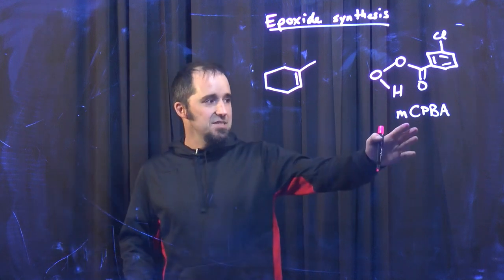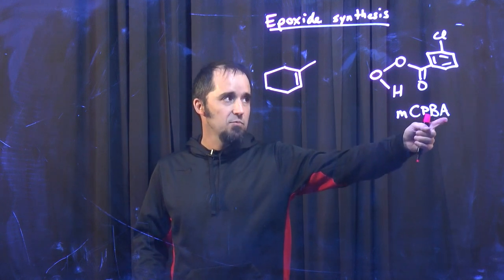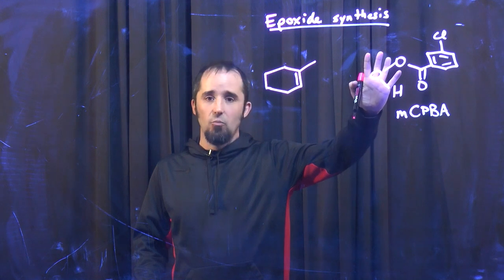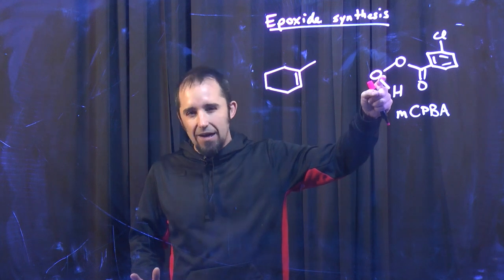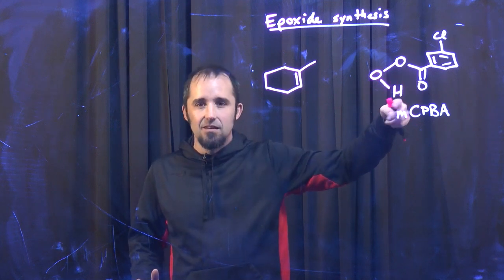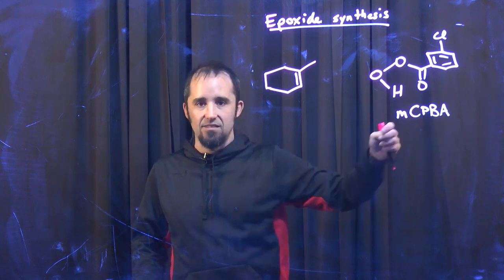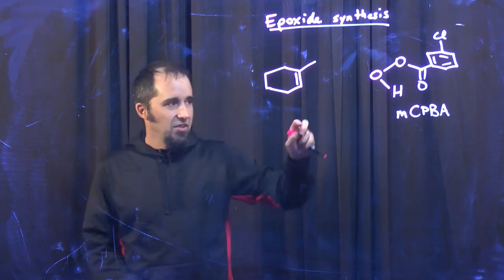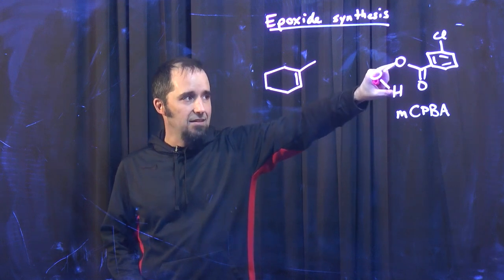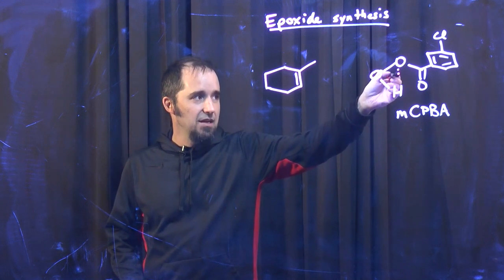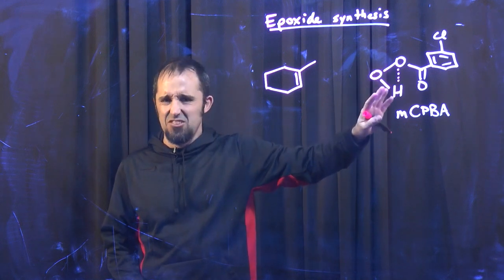So this is MCPBA, metachloroperbenzoic acid. So it looks kind of like chlorobenzoic acid, but notice it's got 2 oxygens here. So it's almost like a peroxy acid. So this is a peroxybenzoic acid, metachloroperoxybenzoic acid. Okay. So I've kind of drawn it weird to prove a point. When this angle bends back like that, it's almost like there's going to be a little bit of attraction there, which is going to want to squeeze out this oxygen, right?